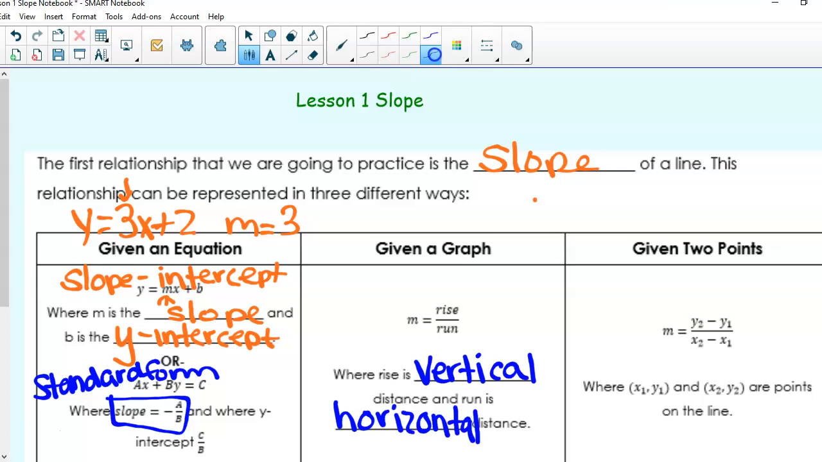We are also going to find slope given 2 points, and we do that using our slope formula, which is m is equal to y2 minus y1 over x2 minus x1. It is your change in y over your change in x, or your difference of your y values over your difference in your x values. And we are going to label our points as x1, y1, x2, y2, and they are points right on your line. If you know the definition of a line, we know that a line can have an infinite number of points.